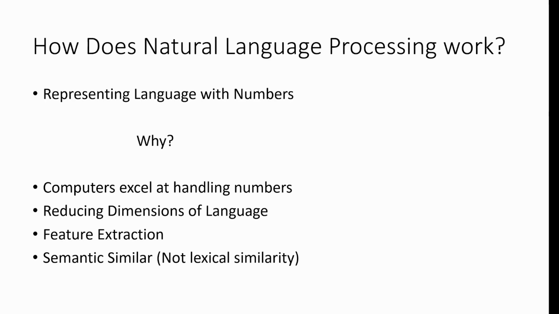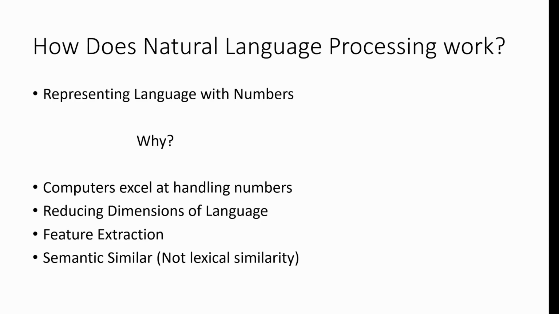So how does natural language processing work? Well, the first step in natural language processing is representing the words or language by numbers. So why do we do this? We do this because computers excel at handling numbers. With numbers, we can reduce the high dimensionality of language. With numbers, we can extract features. And with numbers, we can measure semantic similarity.